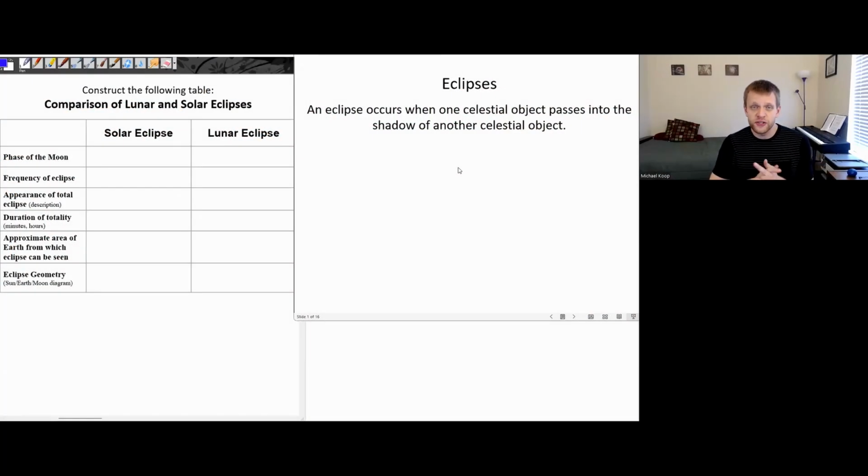Hey everyone. So for this session, we're going to talk about both solar and lunar eclipses. An eclipse occurs basically whenever one celestial object passes into the shadow of another celestial object, or one celestial object passes in front of or behind some other object.